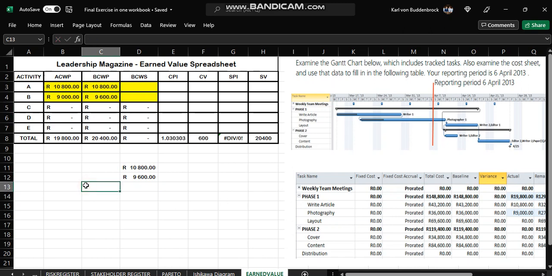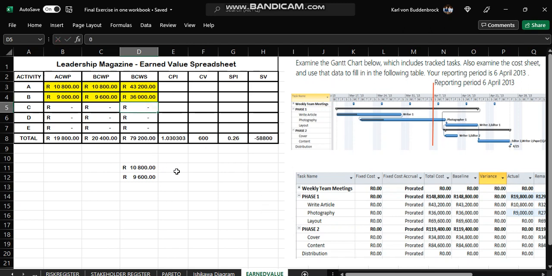All right. So what that means then is the baseline cost of work scheduled. The work scheduled would be 43,200. Clearly this is way behind schedule, and the baseline cost of that one would be 36,000.